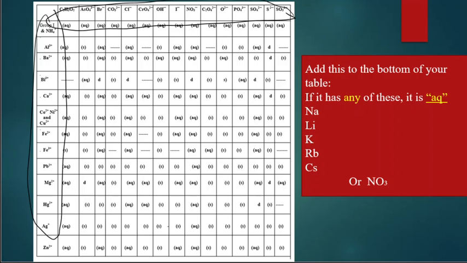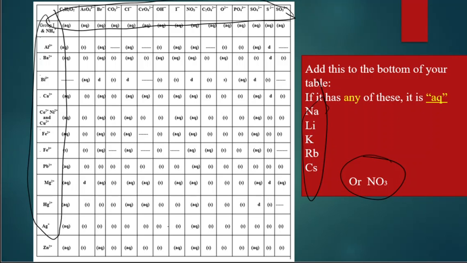Now, you won't find any of the alkalis. The alkalis are the first column elements, like sodium, lithium, potassium, cesium, rubidium. They're not there. You know why? All of them, 100% of them, are aqueous in everything. In other words, they will always dissolve. They always dissolve. You will also not find the negative ion nitrate, NO3.